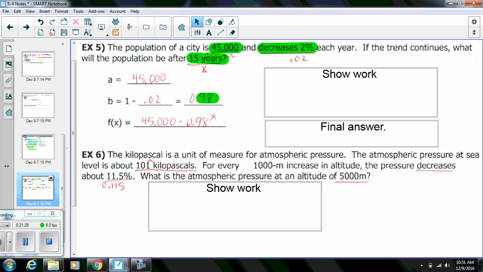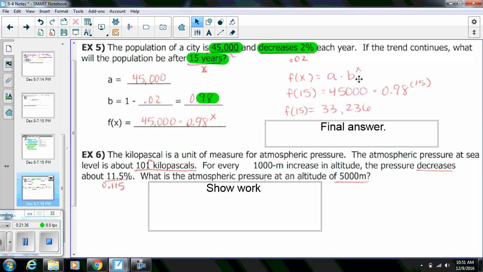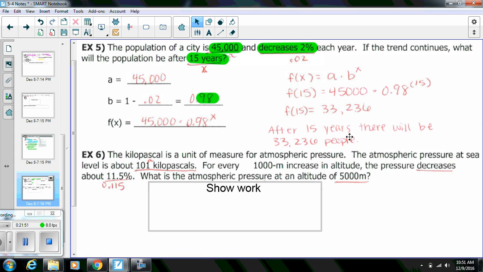So I know X should be 15. I'm going to plug that in and I'm going to show my work. So I plug in to this general equation and I get 45,000 times 0.98 raised to the 15th power. I plug in on my calculator and I get 33,236, with a final answer as a complete sentence. After 15 years, there will be 33,236 people.